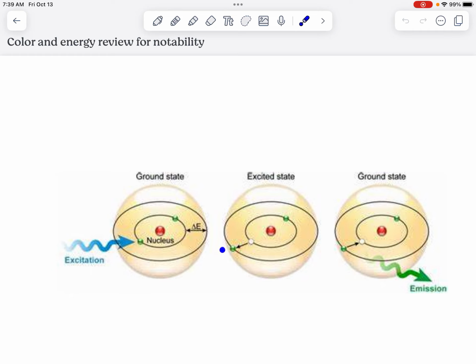Now, when the electrons are up here, this isn't stable. It doesn't want to stay up here forever. Eventually, it's going to fall back down, and that's what we see here. As it falls back down, we see that the energy is now released. So what we have here, this excitation, is we're adding energy in to the atom.